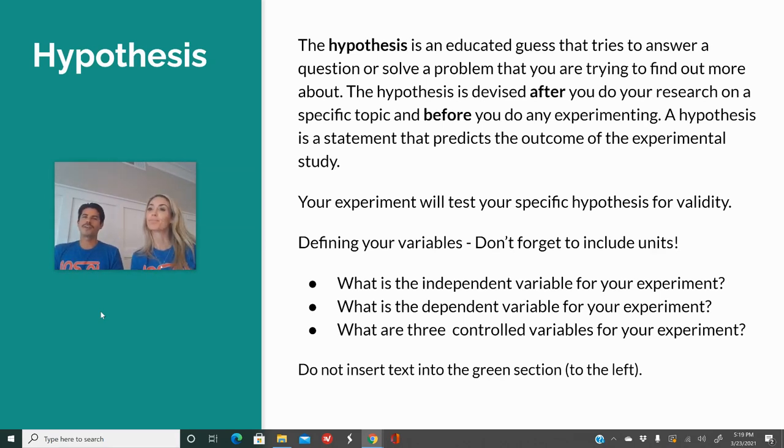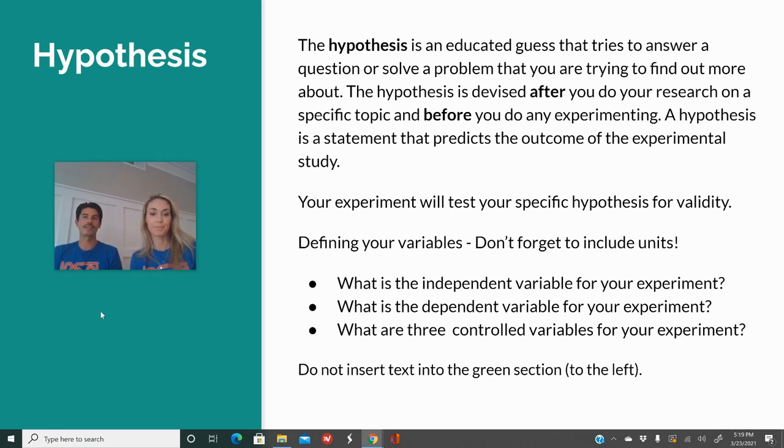So here's where you're also defining your variables. Don't forget to include your units. For your independent variable, this is what you are changing as a scientist. Your dependent variable is what you are measuring in the outcome of your experiment. And then you're going to have controlled variables, and this is what you're keeping the same throughout each of your trials.